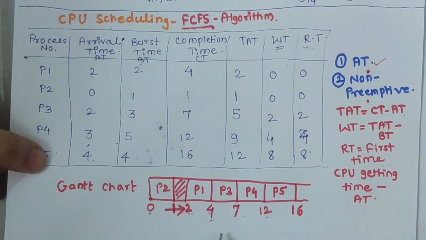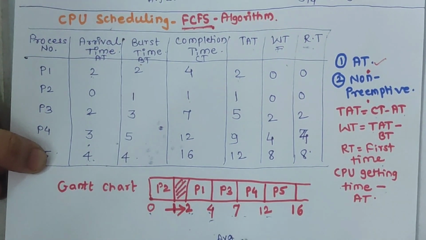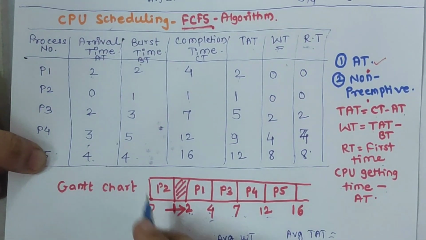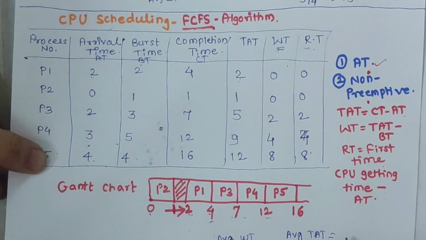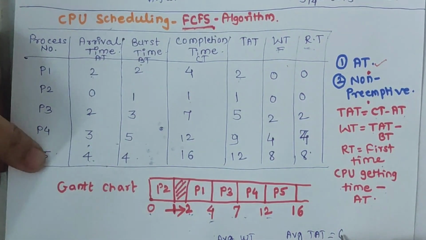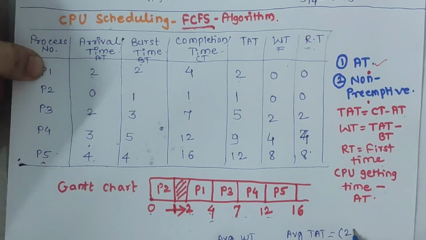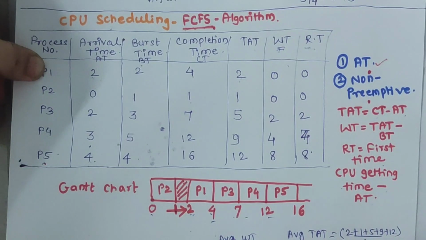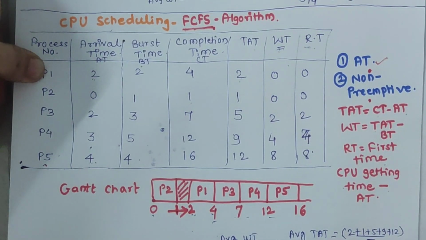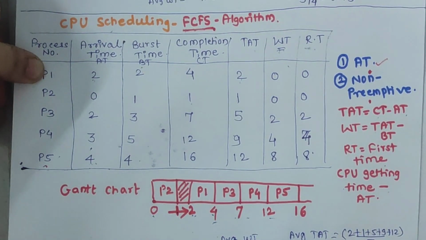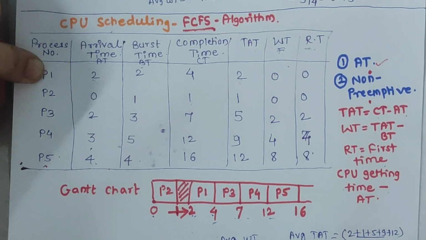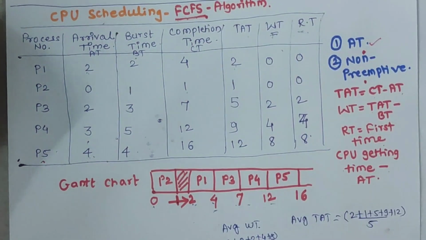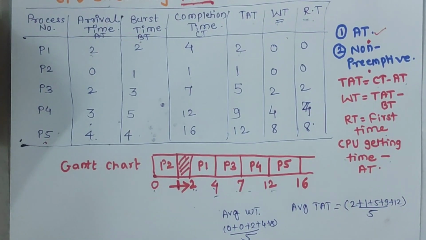And if average waiting time and average turnaround time are asked, in that case we just have to add these up and divide by the number of processes. That is, average turnaround time will be 2 plus 1 plus 5 plus 9 plus 12 divided by 5, and average waiting time will be 0 plus 0 plus 2 plus 4 plus 8 divided by 5. So this is how this CPU scheduling problem can be solved.